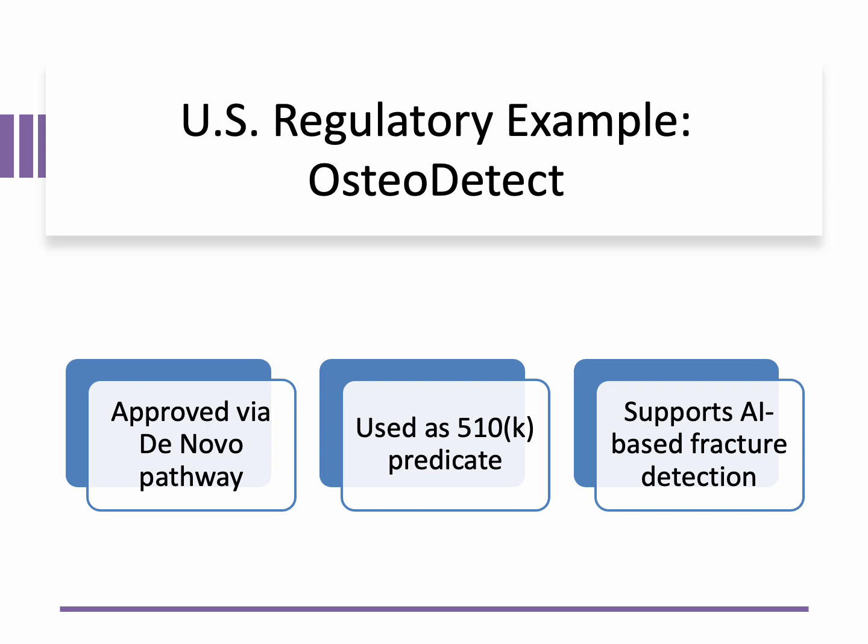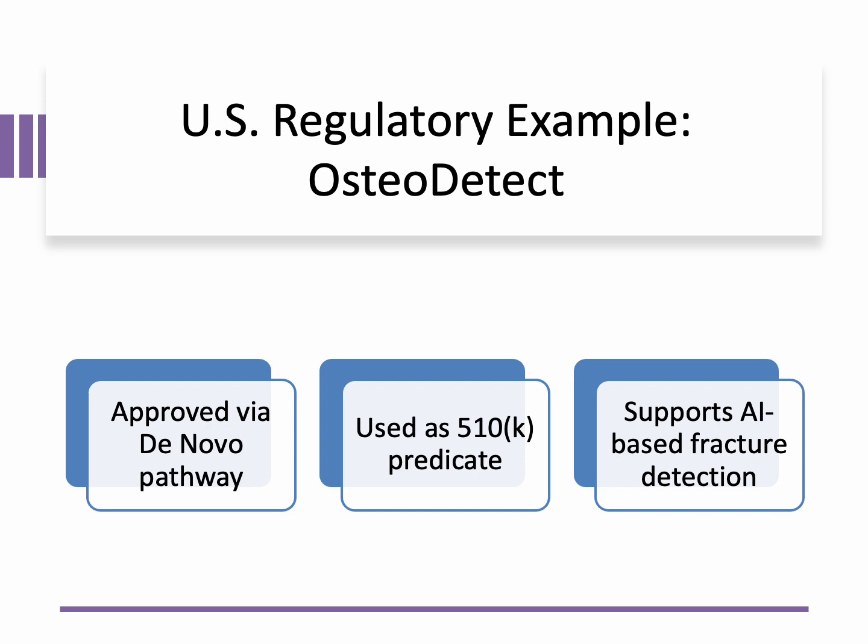Regulatory example: OsteoDetect. This AI-based fracture detection tool, a novel Class II device, was approved via de novo, establishing a new classification, code QBS. Its approval enabled subsequent 510(k) clearances, like Fracture Detect FX, using OsteoDetect as a predicate. Outcomes include accurate diagnostics and market entry.